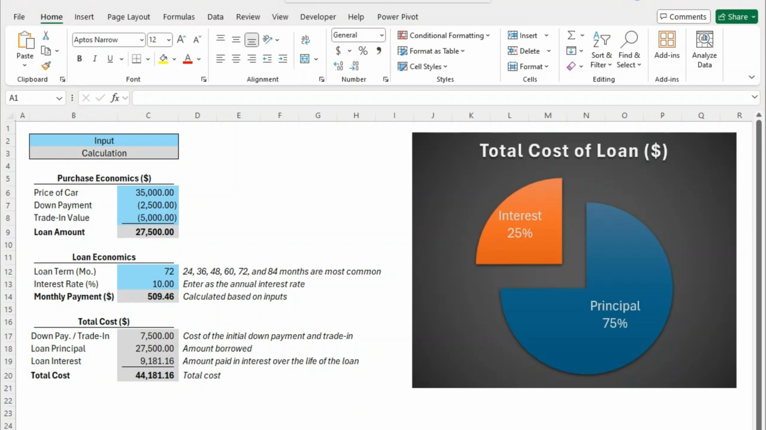Today we are walking through a quick auto loan calculator. By the end of this video, you should be able to determine your monthly loan payment ahead of going to the dealership, so there's no surprises. You should be able to understand the total cost of the purchase, including the interest paid over the life of the loan, and you'll know how to optimize your loan economics for your specific needs.